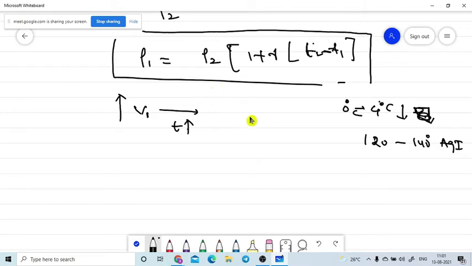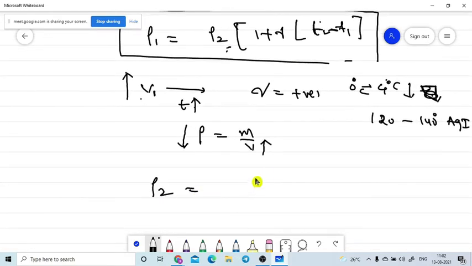That means all materials will show the gamma value as a positive value. So while volume increases, applying general common sense, rho is equal to mass by volume. If the volume increases, generally density must decrease. Is it correct now? Yes, sir. So density must decrease. Can I write this in terms of rho 2? Please write this equation in terms of rho 2. Rho 2 is equal to rho 1 divided by 1 plus gamma into T2 minus T1.